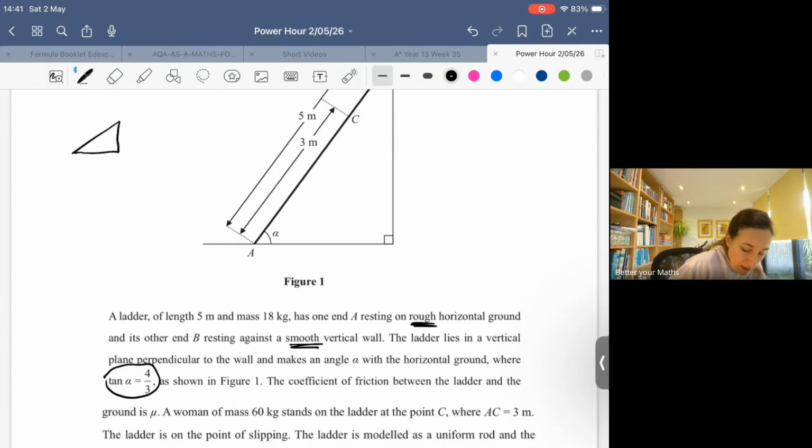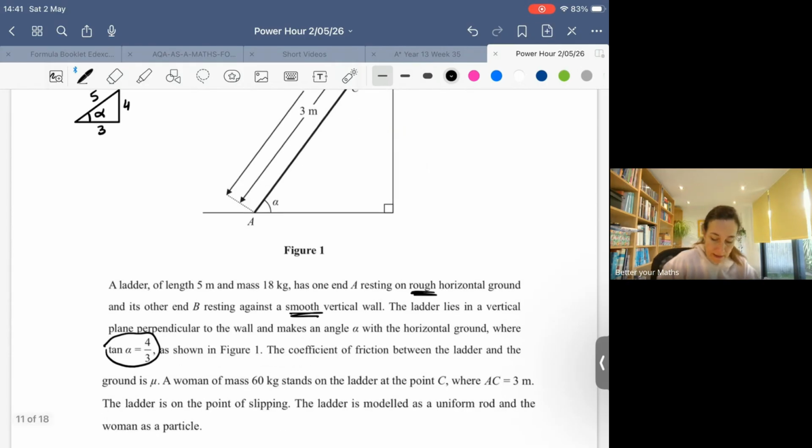Remember this triangle: if tan alpha is 4/3, opposite 4, adjacent 3, with Pythagoras this is 5, so we know sine and cos. The coefficient of friction is mu, and then we have a woman of mass 60 kilograms standing on the ladder at point C. AC is 3, and the ladder is on the point of slipping. The ladder is modeled as a uniform rod.